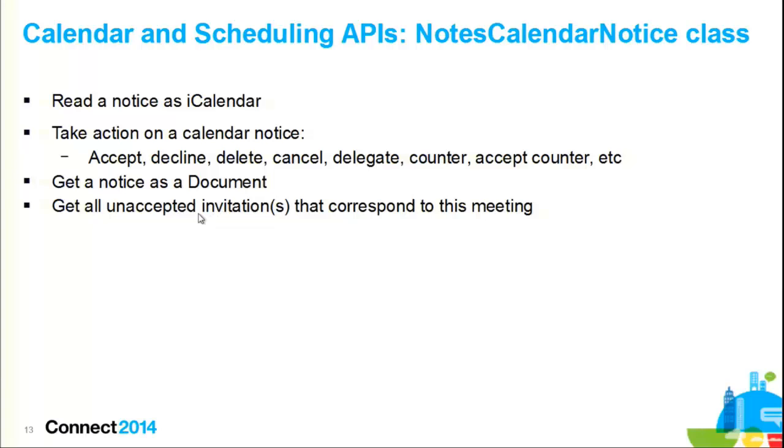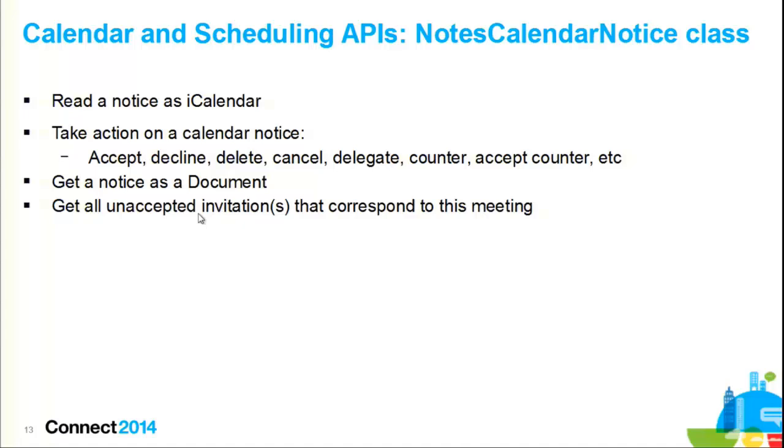Similar to an entry, a notes calendar notice, you can read it as iCalendar. There are no create or modify options with the notice because what you do with the notice is some concrete action. You don't edit it, you accept it, you decline it, you counter it, you delegate it, and those are the operations you can do on a notice. Like an entry, you can also get it as a document. There aren't any changes here in 9.01 because most of this is pretty straightforward.